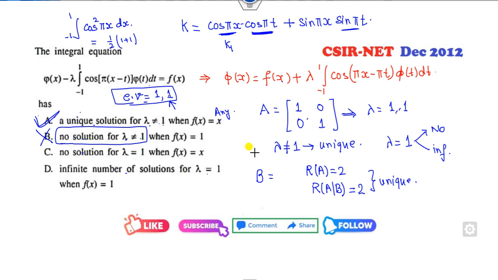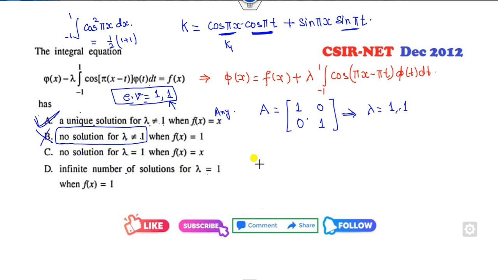Now, second case, third case, no solution when lambda is equal to 1. And okay, for no solution, let's firstly try finding the B. Can you find the value of the B?